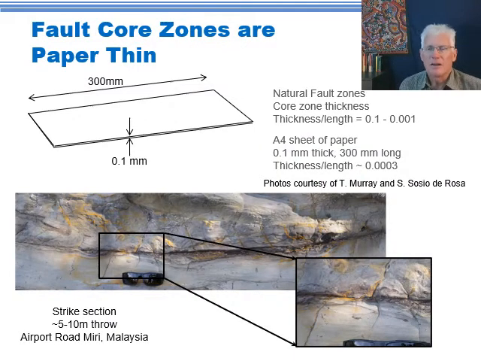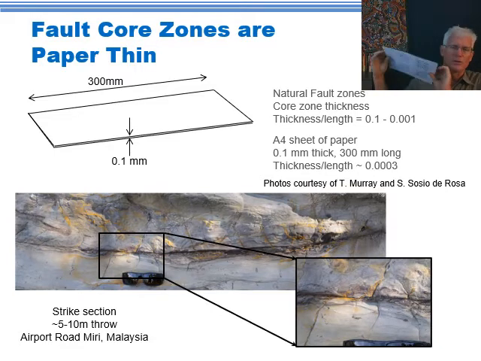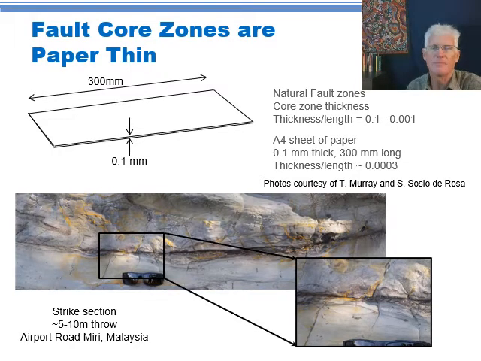Now, a key conclusion that I'm going to talk about today is our suggestion that fault core zones in particular are paper thin. So I'm showing there a picture of an A4 sheet of paper. I can show you one here. So here's an A4 sheet of paper, typical kind of size sheet of paper. It turns out that the length of the paper is about, say, 300 millimeters, and the thickness is somewhere around 1/10 of a millimeter or less.